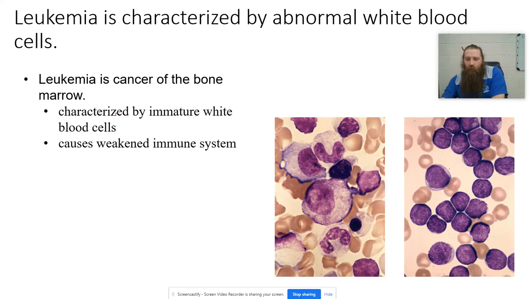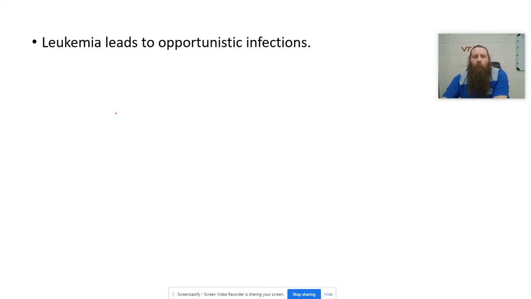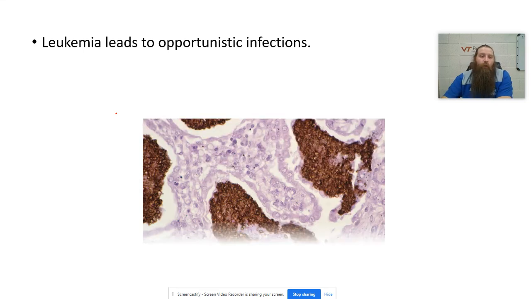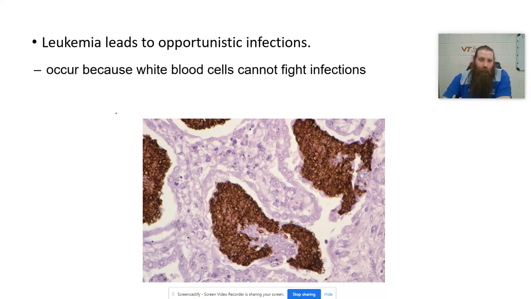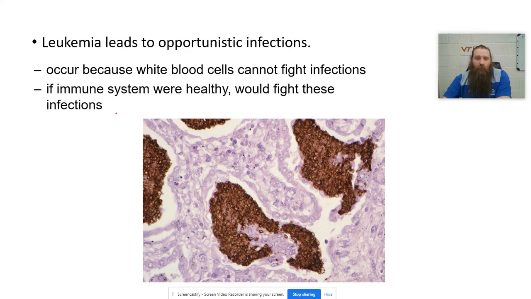This would be a comparison of some healthy white blood cells and some immature white blood cells. Now, the problem with leukemia is because your immune system is weakened, we get what we call opportunistic infections. So that's an infection that takes your weakened immune system as a good opportunity to colonize your gut, right, or colonize your nose. That can be a big issue, right? So the main issue here is that because your white blood cells are not mature, they can't fight off those infections. If they were mature, if you had a healthy immune system, you'd be fine, right?